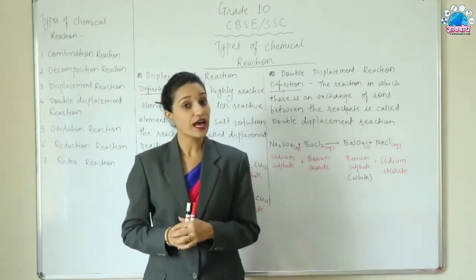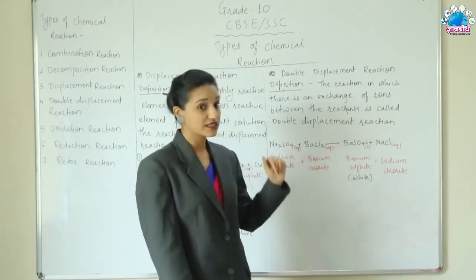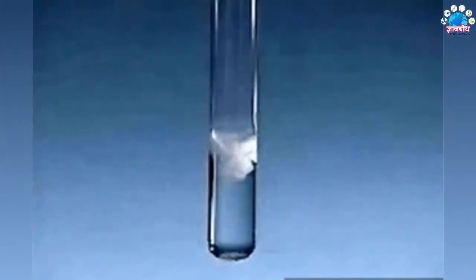So now what will happen if two salt solutions are reacting with each other? Let's take that example. Here you can see sodium sulfate reacts with barium chloride. Both are colorless solutions, and will look like water.